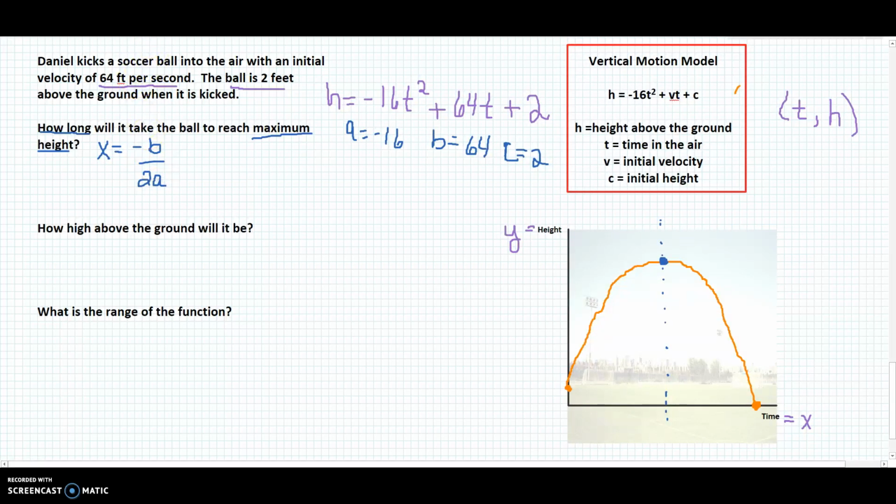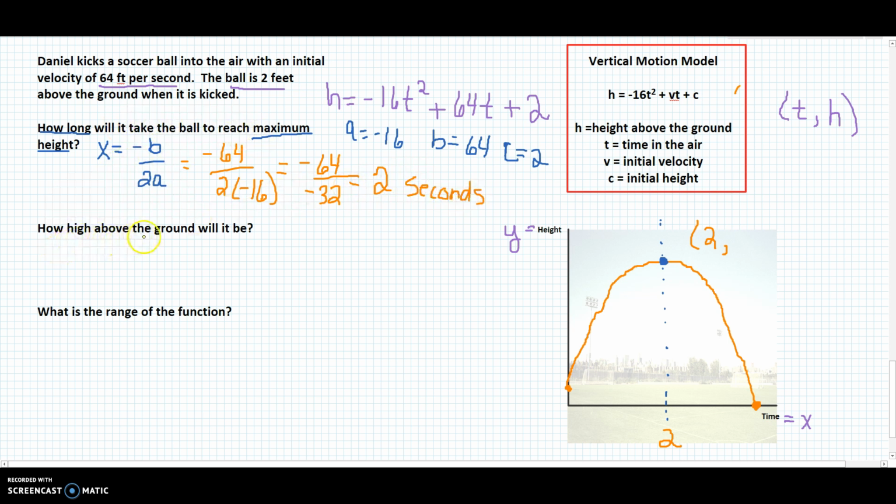So let's go ahead and plug in our values. X equals -64 over 2 times -16. So we get -64 over -32. So that equals 2. So this value right here is 2. So my vertex is at 2. And so how long will it take to reach the maximum height is 2 seconds.